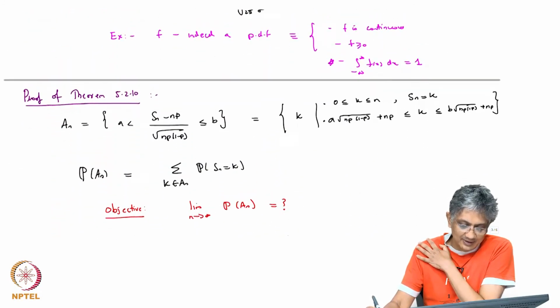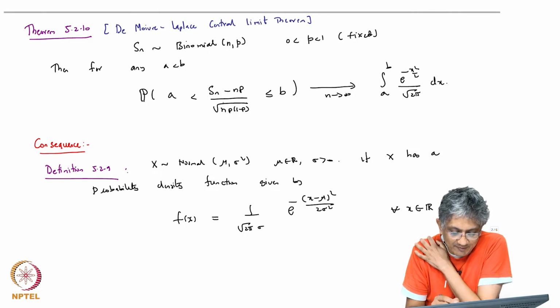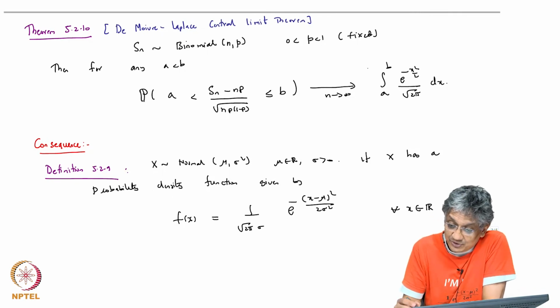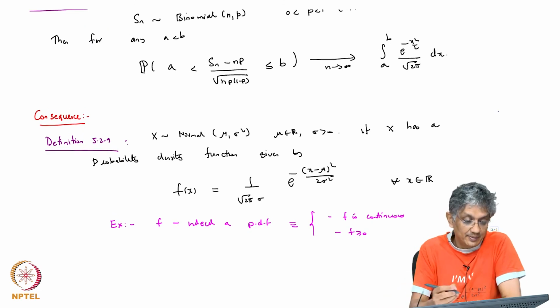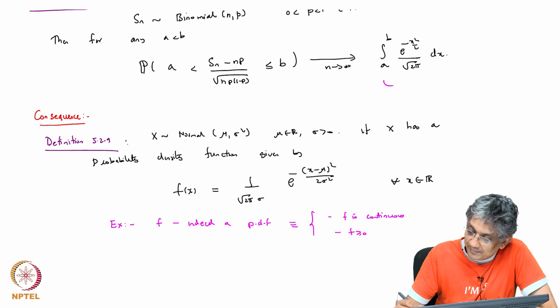Let me go back to the statement of the theorem: the probabilities of the binomial, when you center and standardize by the standard deviation, will converge to this integral. And this integral is just the normal distribution. So let me write that down. This integral here is the chance that a normal 0, 1 is between a and b.